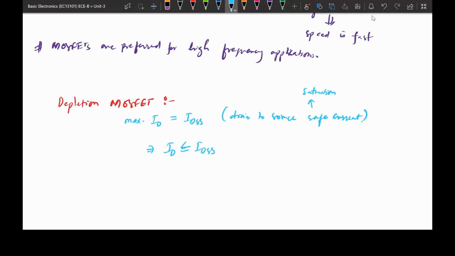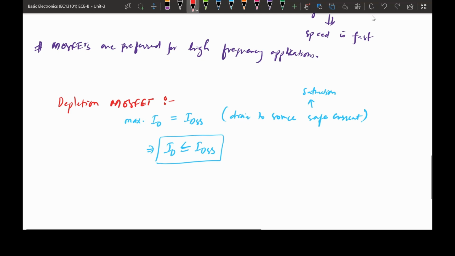Always in case of depletion, because it is operated in depletion, it has a fixed maximum current when there is no depletion, that means the gate to source voltage is zero. If we apply the gate to source voltage, the current will reduce from the maximum current. So this ID will be either equal to IDSS or less than IDSS.